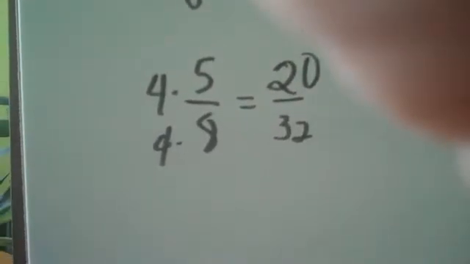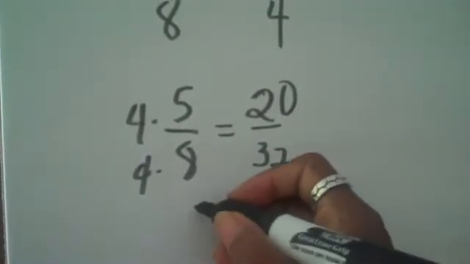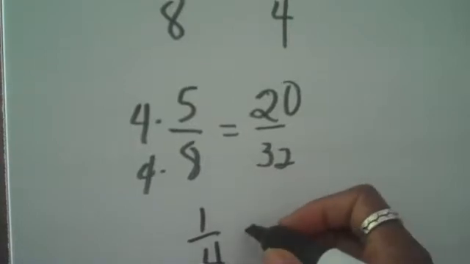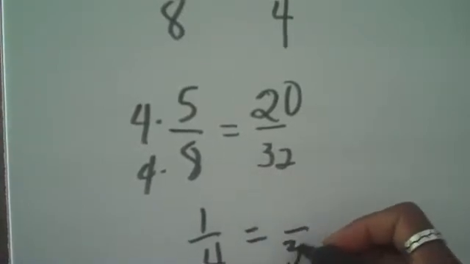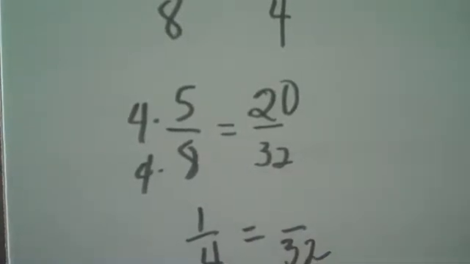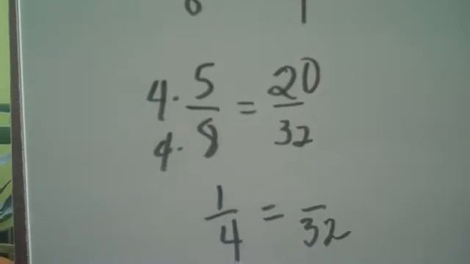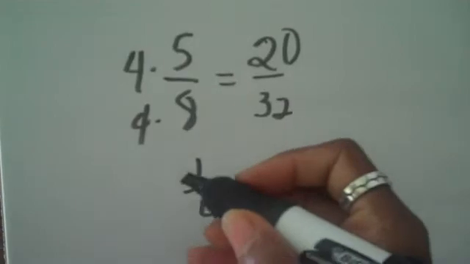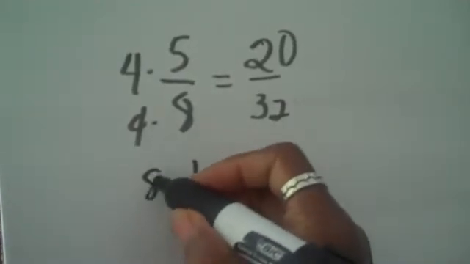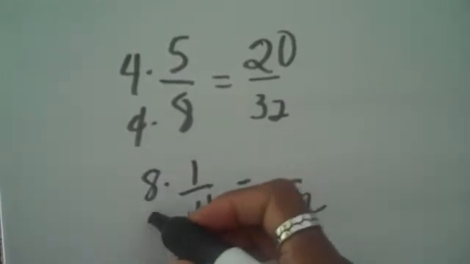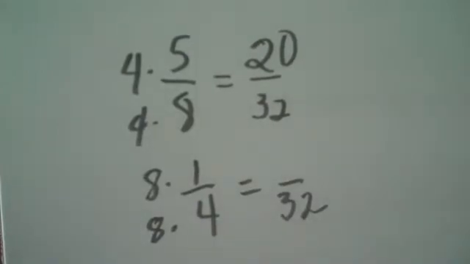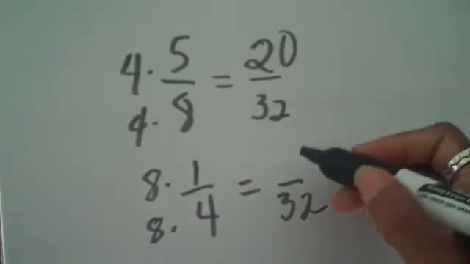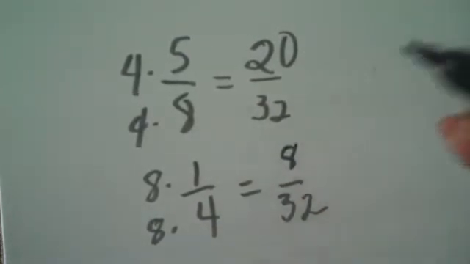We will now look at 1/4. And we're going to do the same thing. What must we multiply times 4 to get 32? And the answer is 8. So we multiply 8 times the numerator and 8 times the denominator. 8 times 1 is 8.